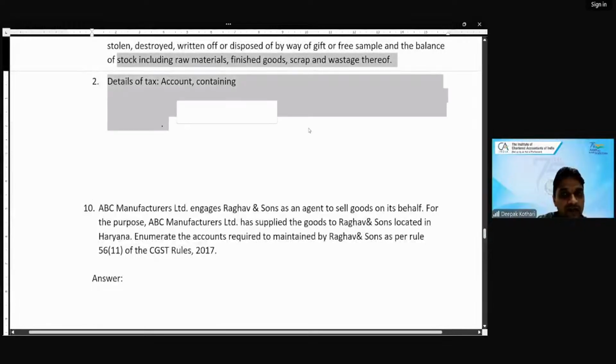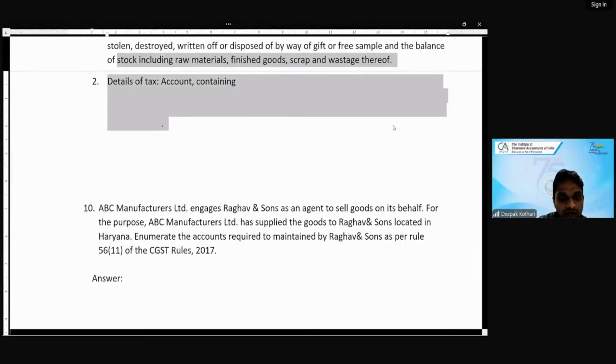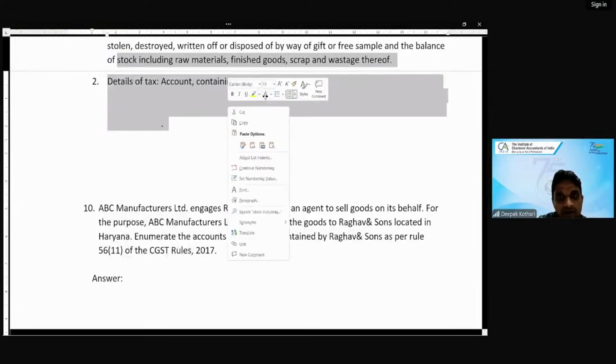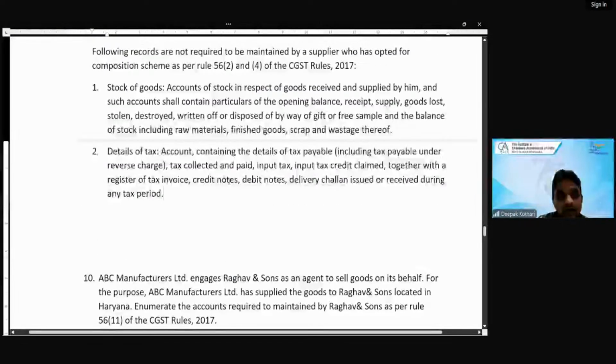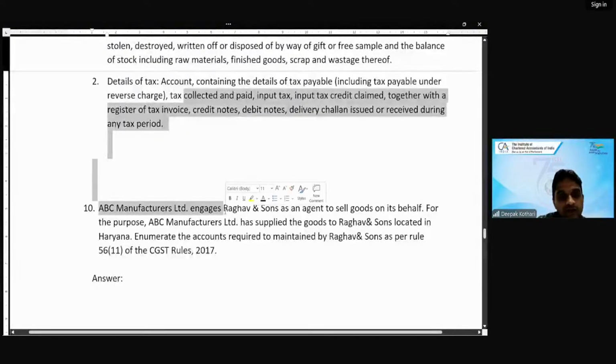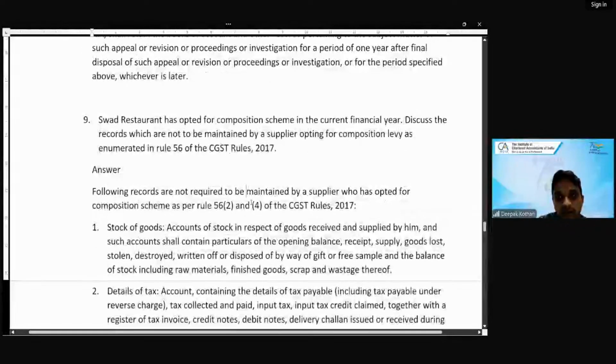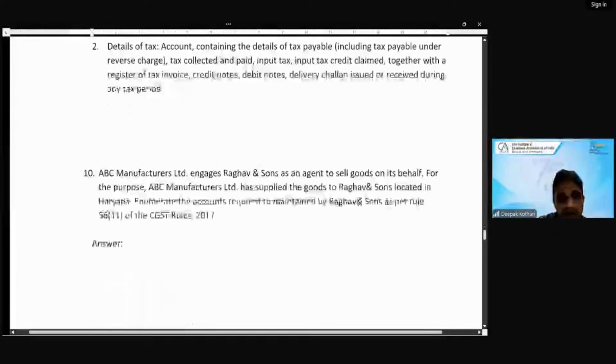And details of tax: an account containing details of taxable supply, tax collected, input tax credit. So these are the things which are not required to be maintained by a composition dealer.